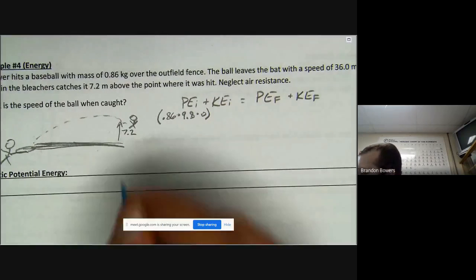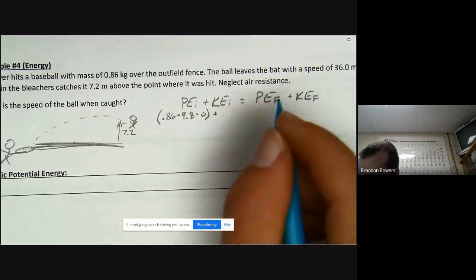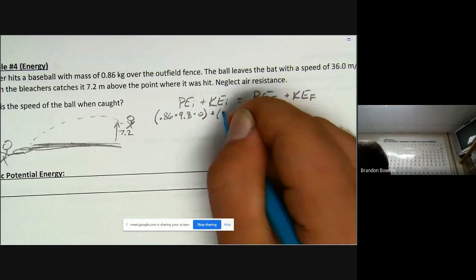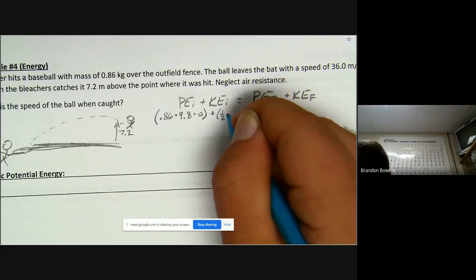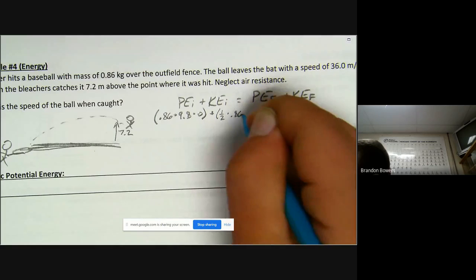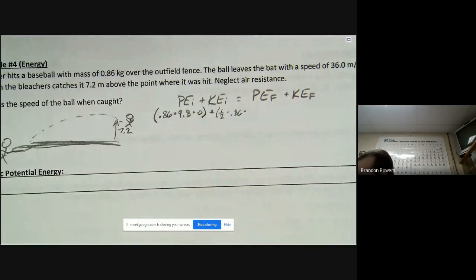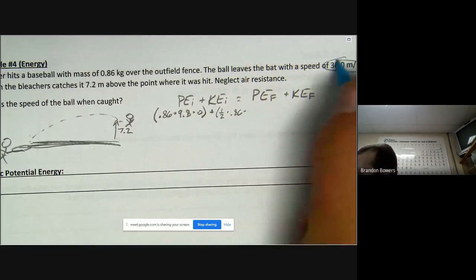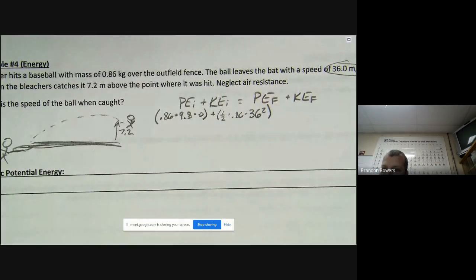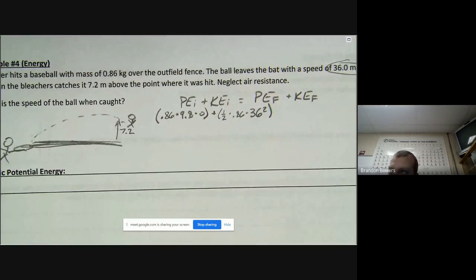And then plus the kinetic energy, which is half the mass, so half of 0.86, times the velocity squared. All right, so my velocity squared is 36 squared. Does that part make sense? That's my initial.